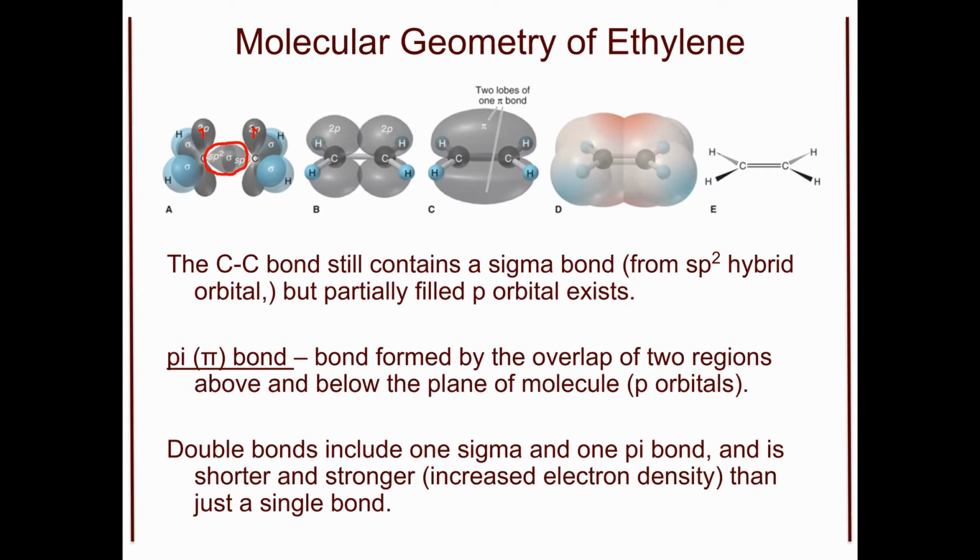A pi bond is formed by the overlap of two regions above and below the plane of a molecule. So what you will see is that these two unhybridized p orbitals above and below can now interact by orbital overlap. These are going to be weaker interactions because they are not directly between the axis of the two atoms, but it is going to allow us to have more electron density as we are going to create our molecule.